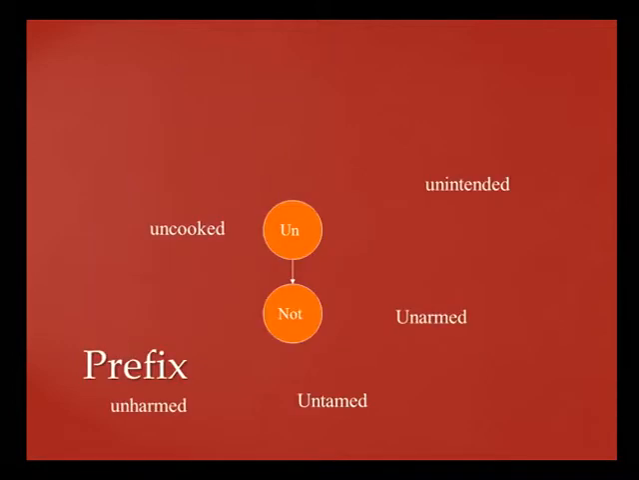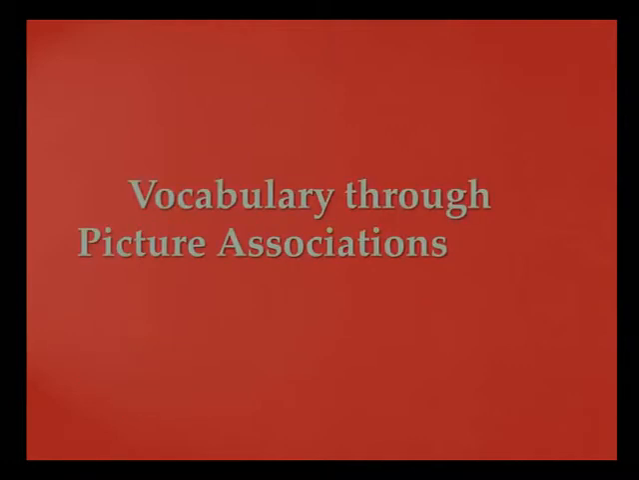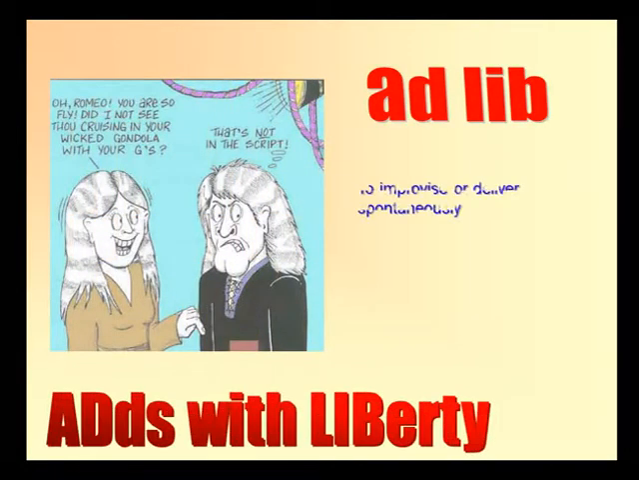So after learning different kinds of prefixes, we move on to the next part of the session, which is vocabulary through picture associations. This is a very interesting approach of doing vocabulary, wherein we have certain interesting pictures and stories which are woven around a word, which would definitely help you in having a better retention of the word. So let us start with this very first word, which is ad lib.